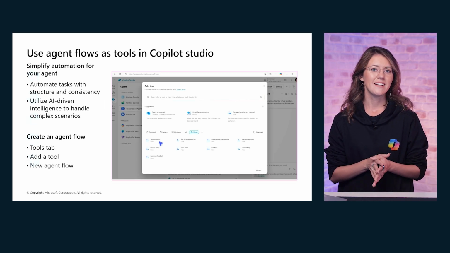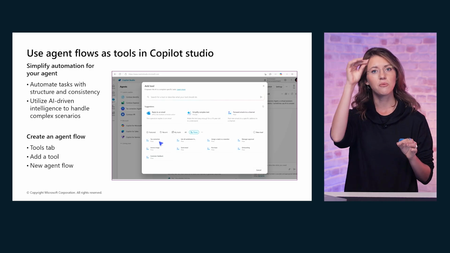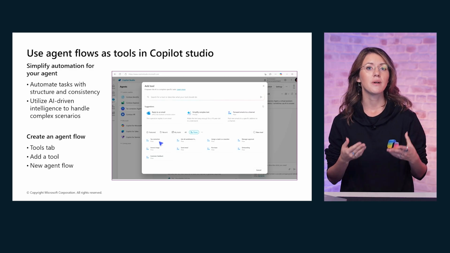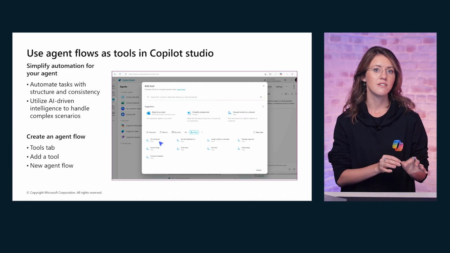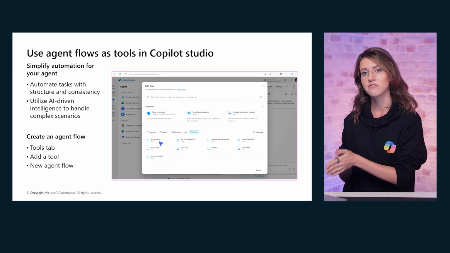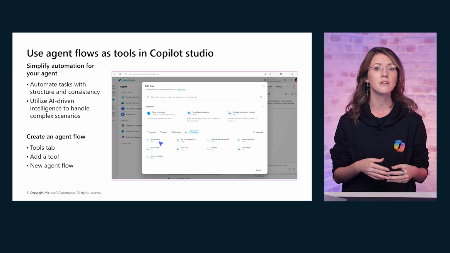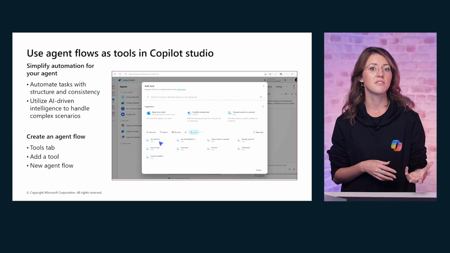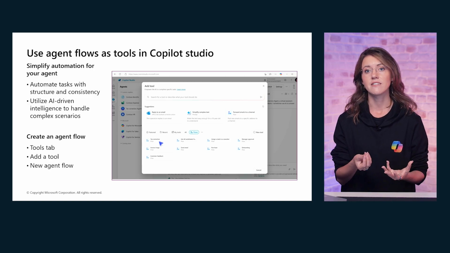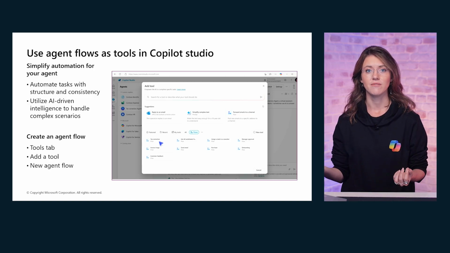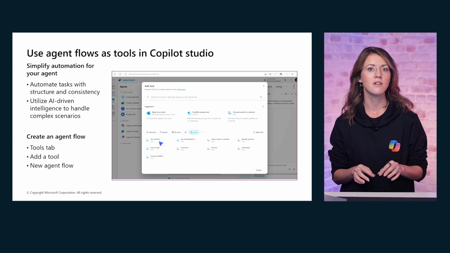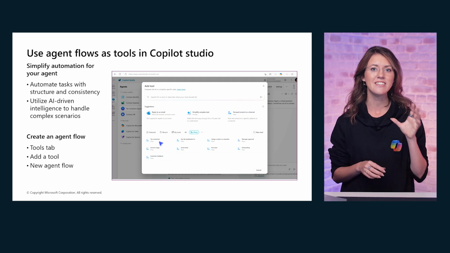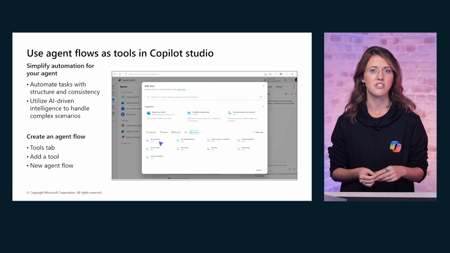So, what exactly is an agent flow? In Copilot Studio, it's a sequence of steps your agent follows to complete a task. It defines the logic, interactions, and responses that guide users through a process, whether it's answering a question, retrieving data, or performing an action. Agent flows are especially useful when your agent needs to interact with other applications.